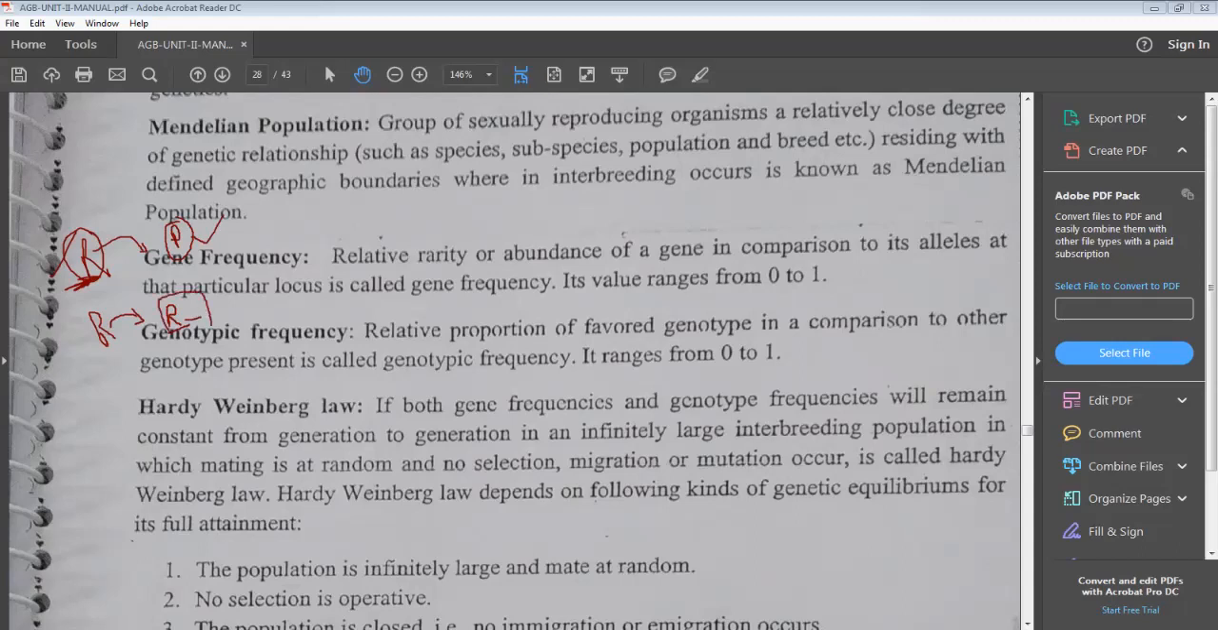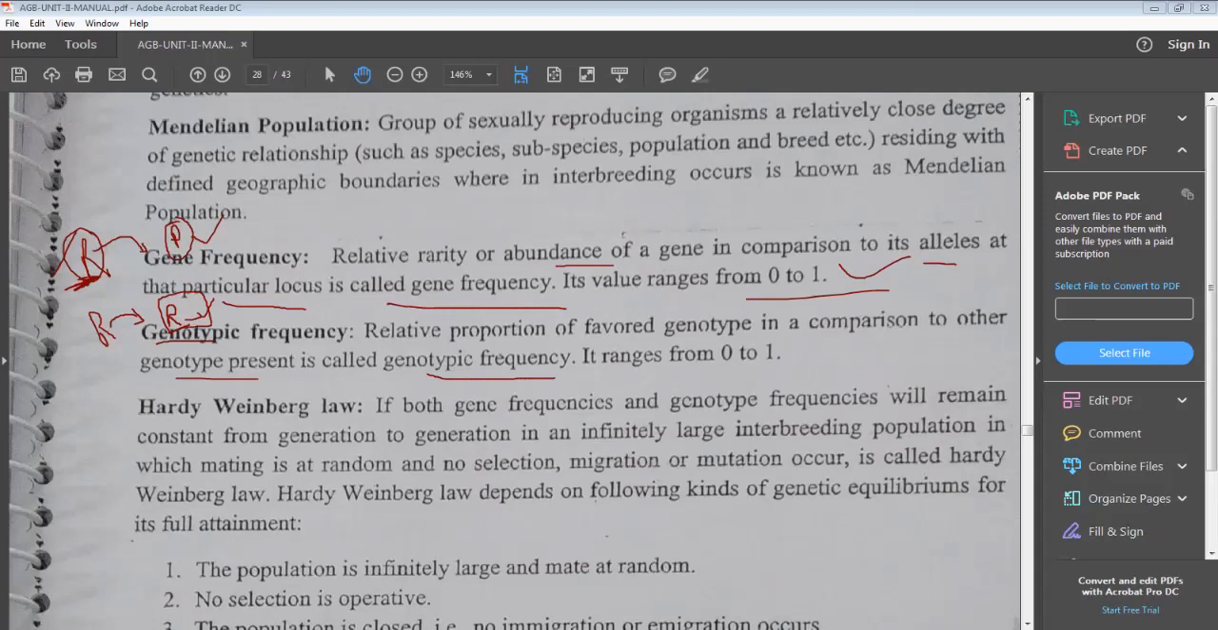Okay, so now this is the genotype. This will give us the genotypic frequency. Gene frequency is the relative rarity and abundance of a gene in comparison to its alleles at a particular locus, and its value ranges from 0 to 1. The relative proportion of a favored genotype in comparison to other genotypes present is the genotypic frequency.